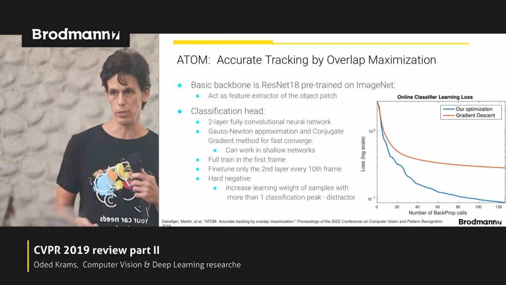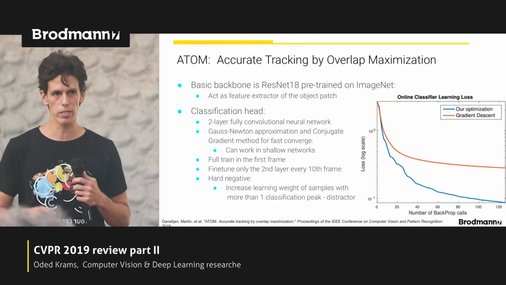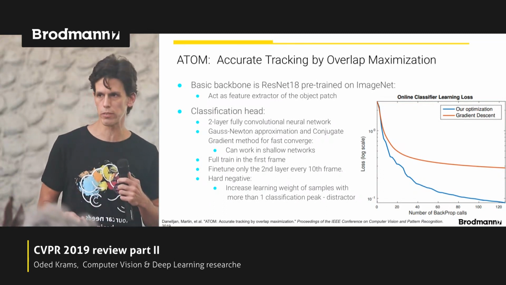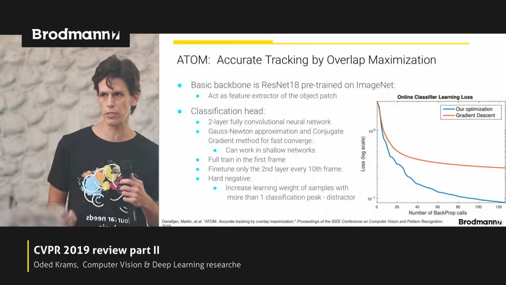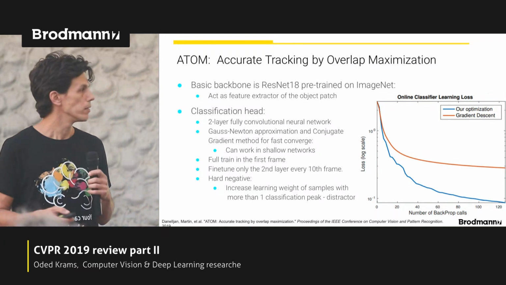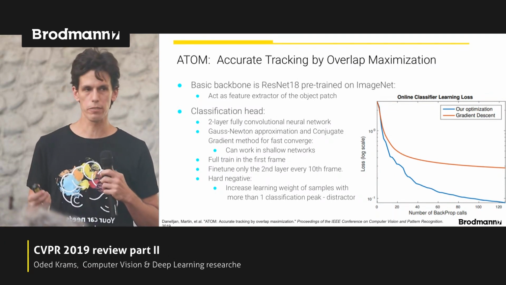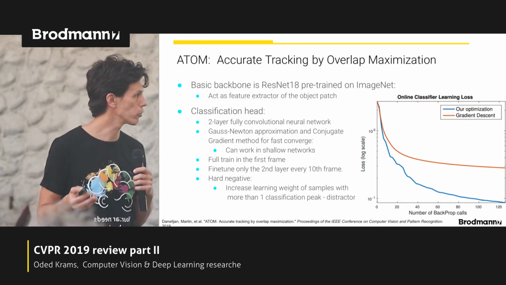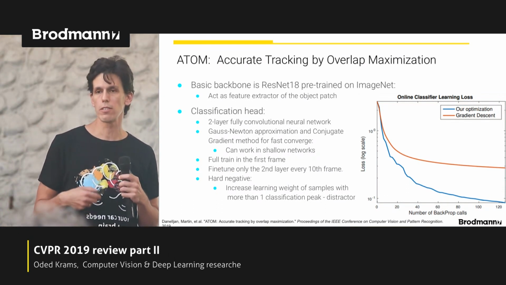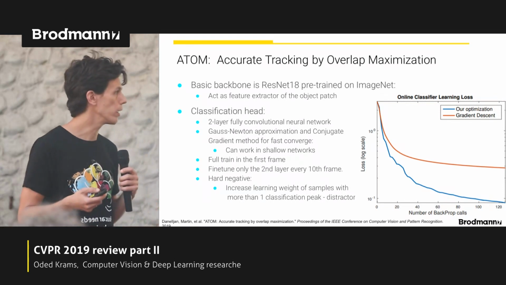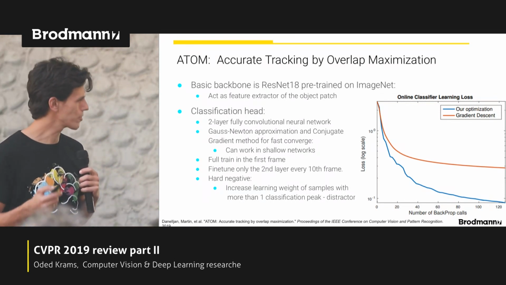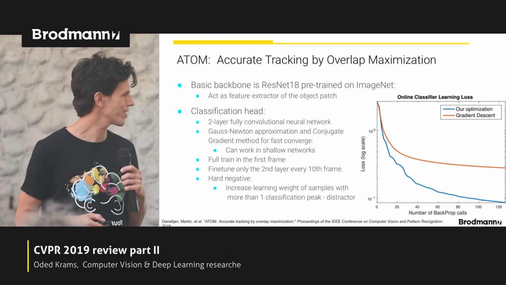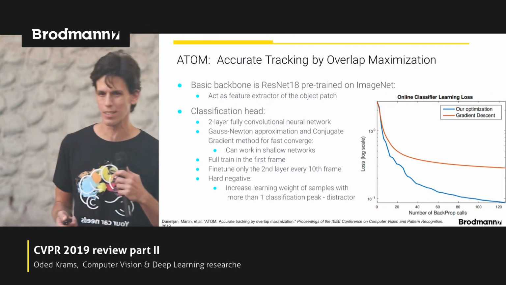So now let's go deeper. We have the backbone, the ResNet pre-trained on ImageNet, and it acts as a feature extractor. Now we have the classification head. This classification head is a two-layer fully convolutional neural network. It is trained online using Gauss-Newton approximation and the conjugate gradient method.